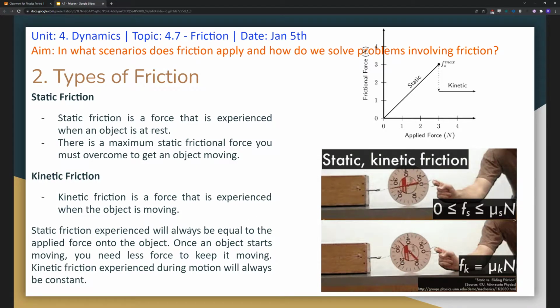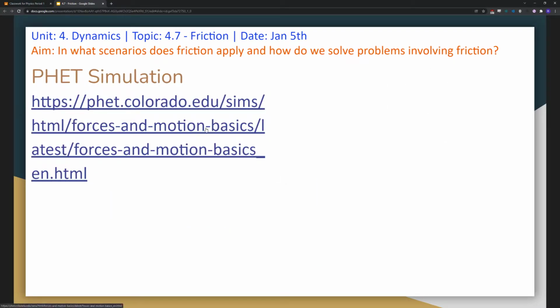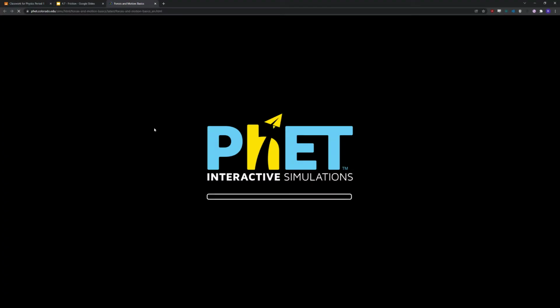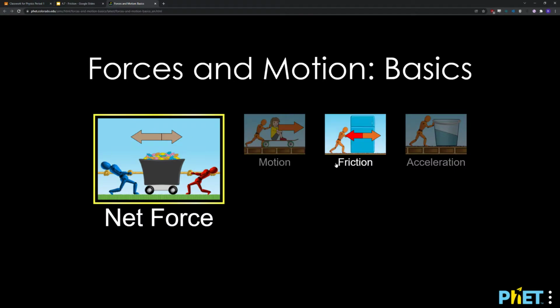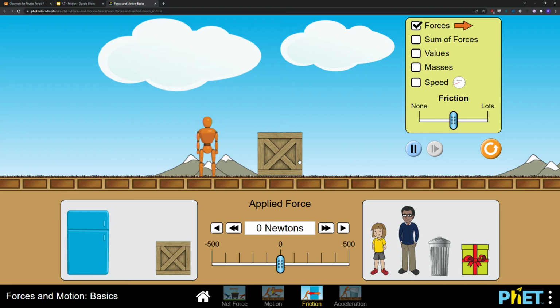So again, you guys are going to copy this. Anyway, if you did the friction lab on Monday, you saw that in your lab, in your graphs.